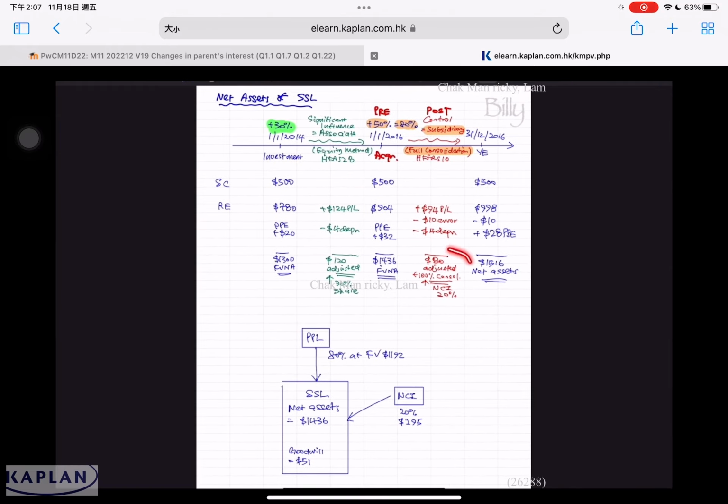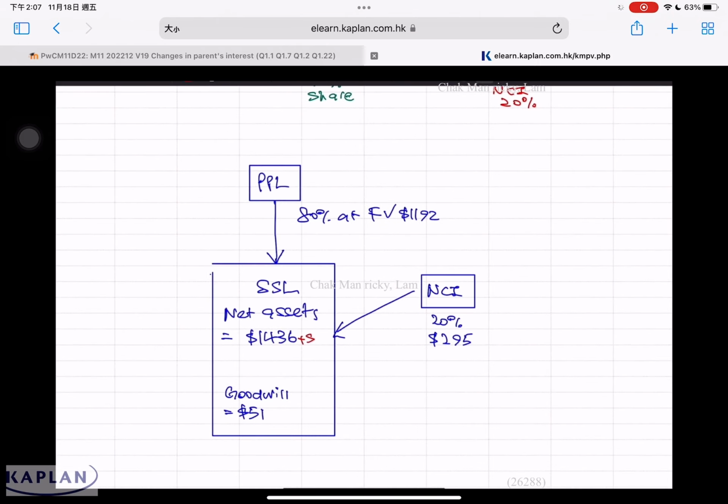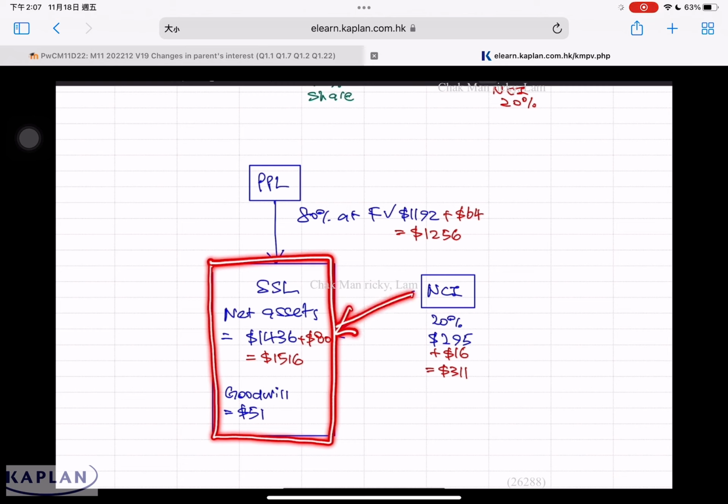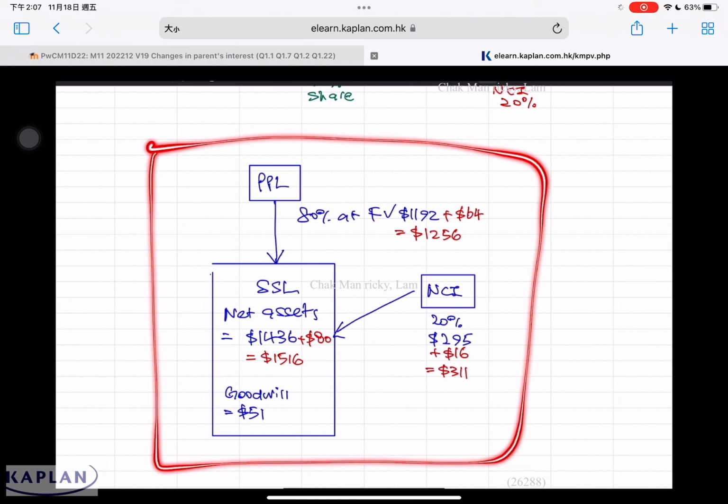For this year, there's a profit of $80 after adjustment. When there's a profit, increase the net assets. This increased by $80, NCI share 16. Come to year end, the NCI is equal to 311. After letting NCI share 16, the remaining 64 belongs to the parent. This will be 64 plus 1192 equals 1256. This is the end result for part A. The asset and liability consolidated is equal to 1516. The goodwill consolidated is 51. How much does not belong to the parent? 311. How much belongs to the parent? 1256. Make sure you understand this figure. After understanding this figure, then we move on to part B.